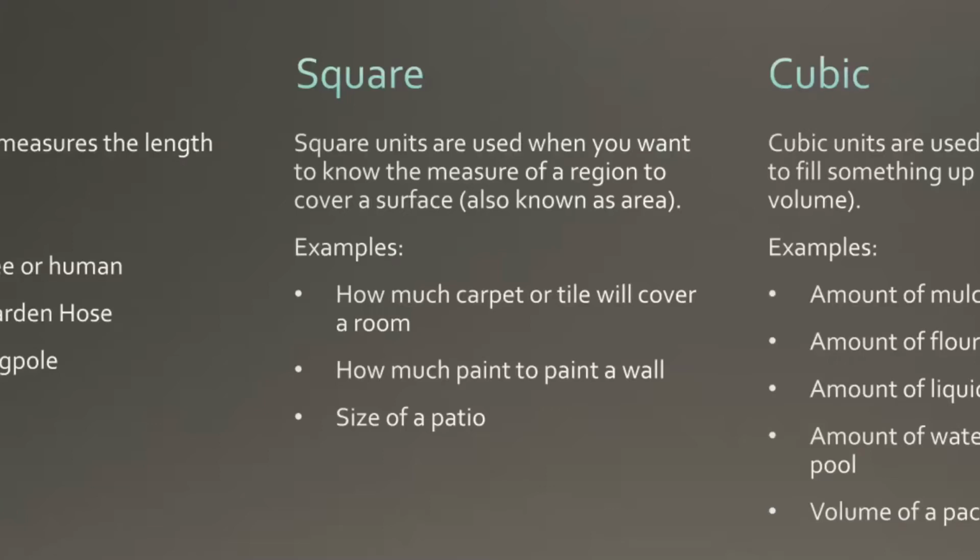And the reason why we call them square is because you have feet times feet. And whenever you have a variable times a variable, you get that variable squared. So that's why whenever we're talking about area, we talk about square feet, square inches.